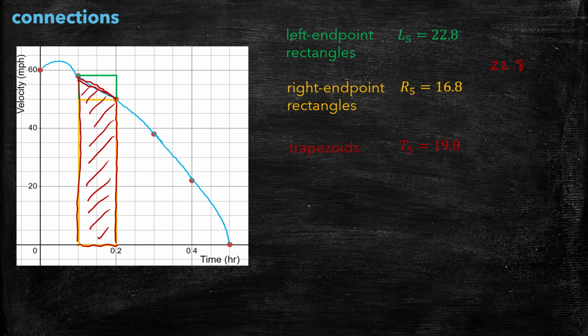If we take 22.8, the left-hand approximation, and the right-hand approximation, add them together, 22.8 plus 16.8, and divide by 2, we get the trapezoidal approximation, which is pretty interesting. Let's take a little look and see why that is.